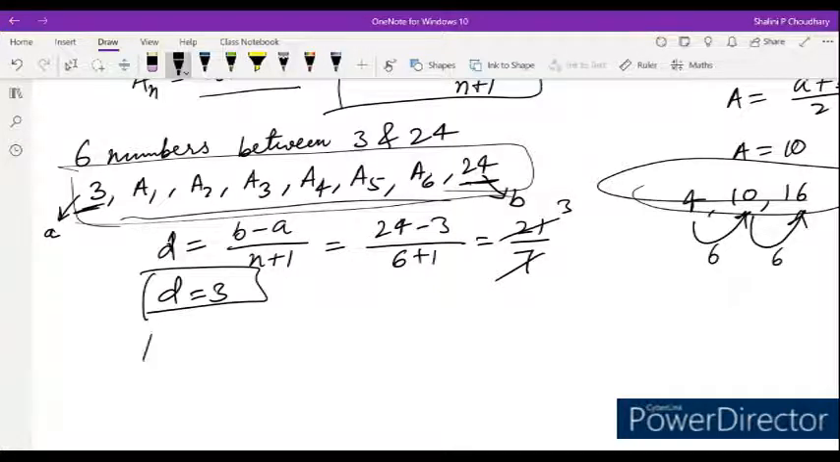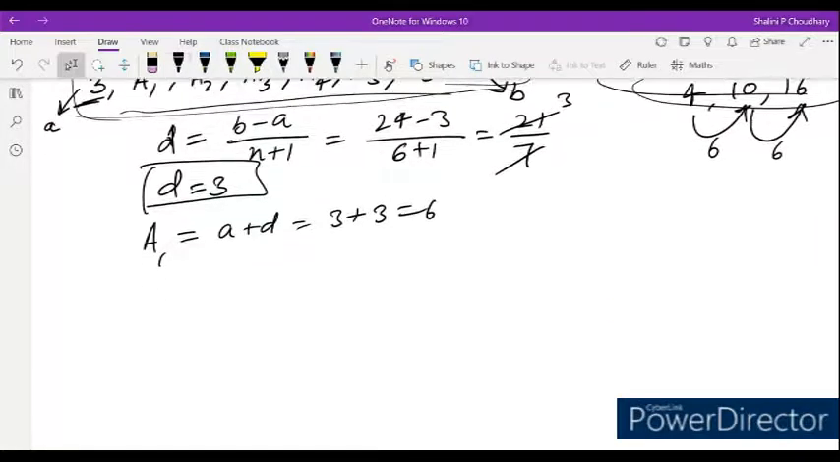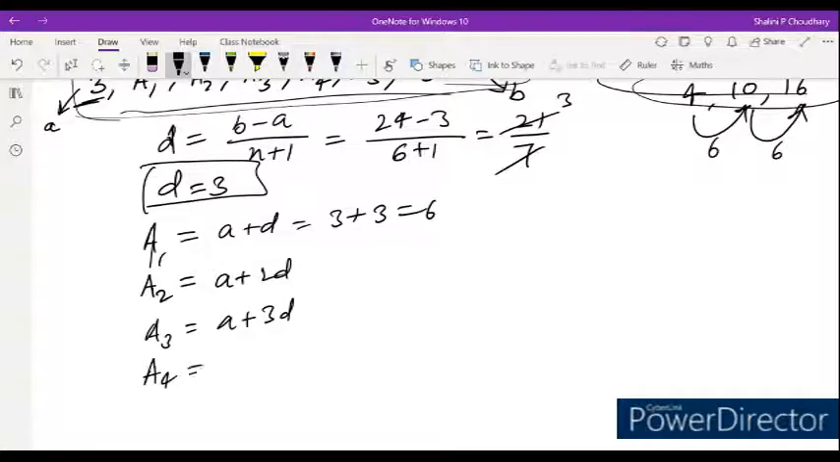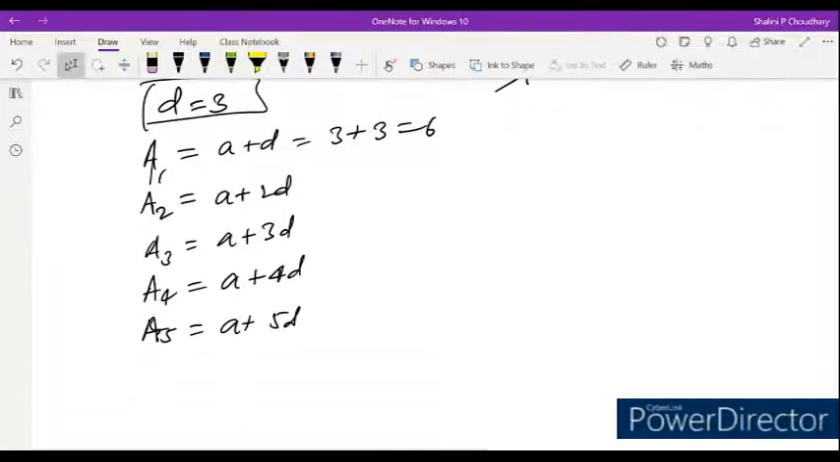Now we can find out the value of A1. A1 will be A plus D. A is 3 and D is 3, so 6. A2 will be A plus 2D, A3 will be A plus 3D, A4 will be A plus 4D, A5 will be A plus 5D, and A6 will be A plus 6D.